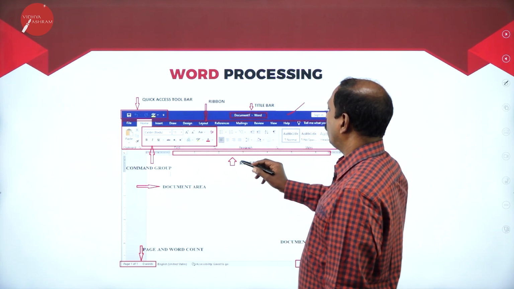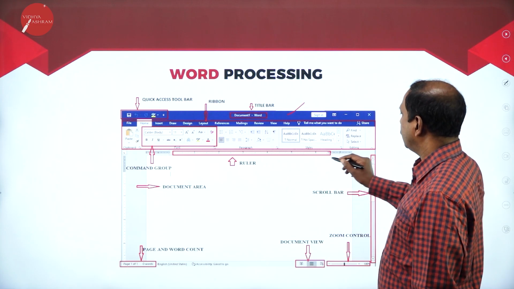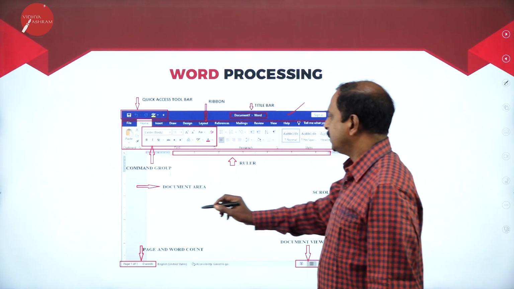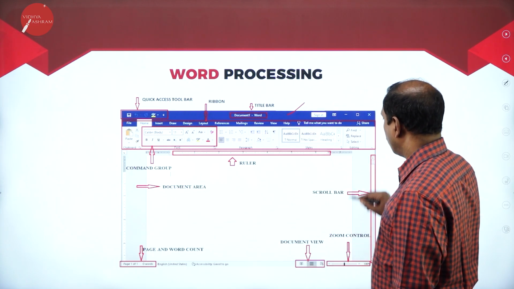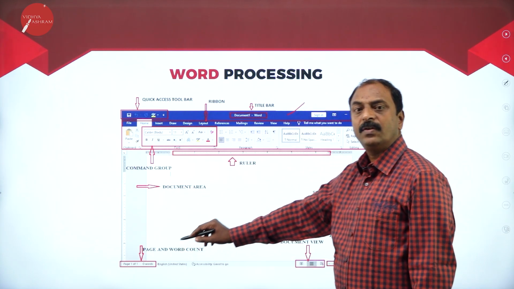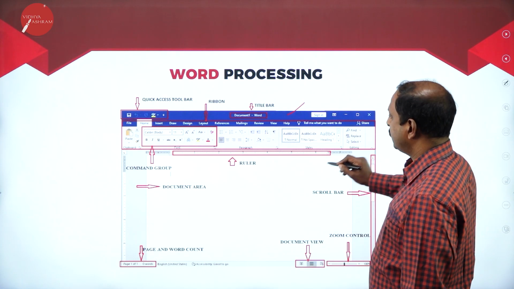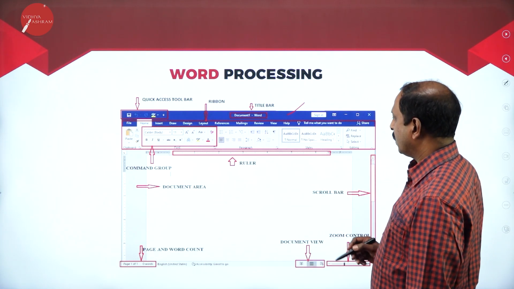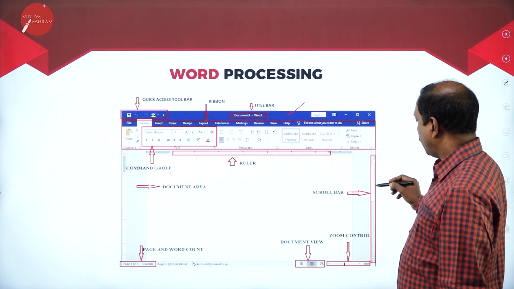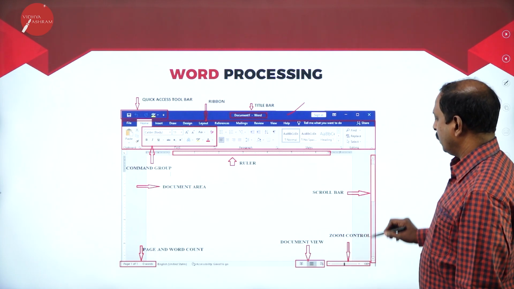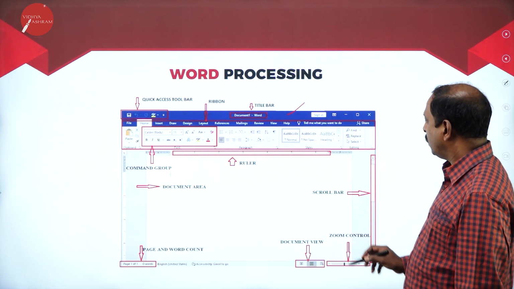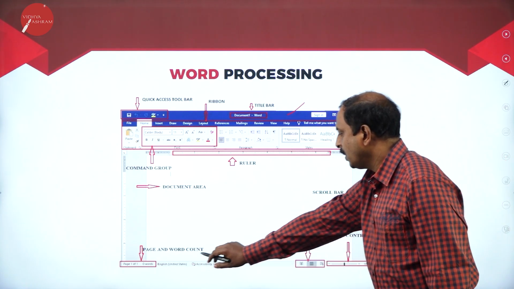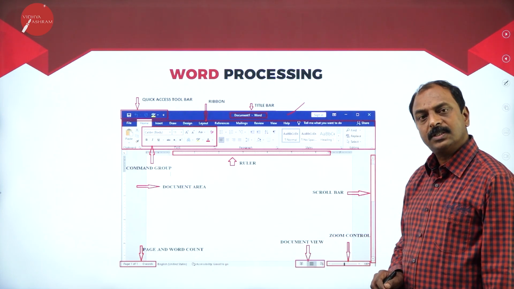And here what you can see is called the ruler. This is a ruler, and this is called the document area or working area. This is the place where we can draft letters or work with the MS Word application. You can see here the scroll bar, and there will be two scroll bars. One is the vertical scroll bar, and here we will have the horizontal scroll bar.